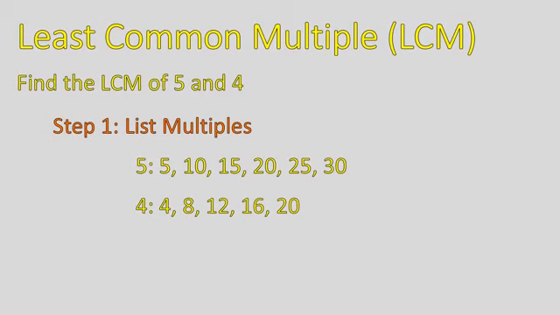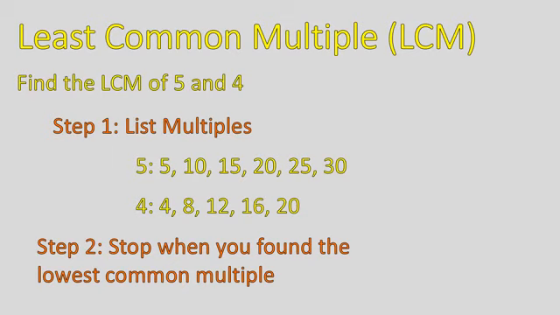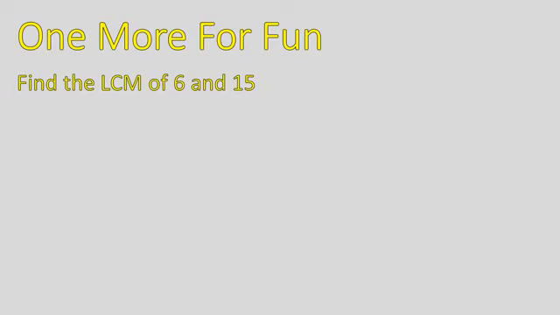I just listed a couple of them because you can stop as soon as you find one multiple that is the same. In this case, 20 is the same. It's the lowest multiple that is the same on both lists. So what I recommend you do is to list one of the list of multiples and then start the next list and stop as soon as you come to one that's common. That's it. Alright, let's practice. What I want you to do, pause the recording, try and find the least common multiple of 6 and 15.